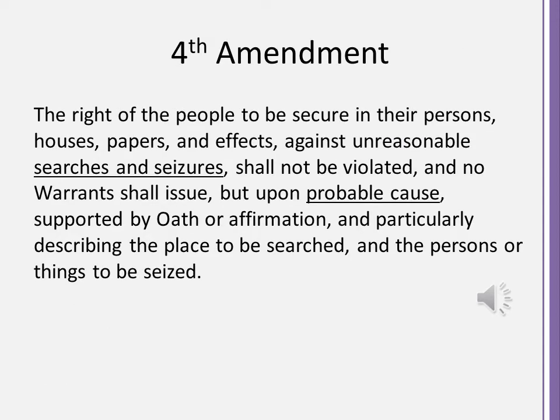The U.S. v. Jones case centers around the Fourth Amendment to the U.S. Constitution. The full text is right here in front of you. There are a couple things for you to keep in mind. One is that the Fourth Amendment protects you against unreasonable search and seizure. If the police are going to go through your things, collect information, they need to have probable cause and a valid warrant. And this is the key to the U.S. v. Jones case.